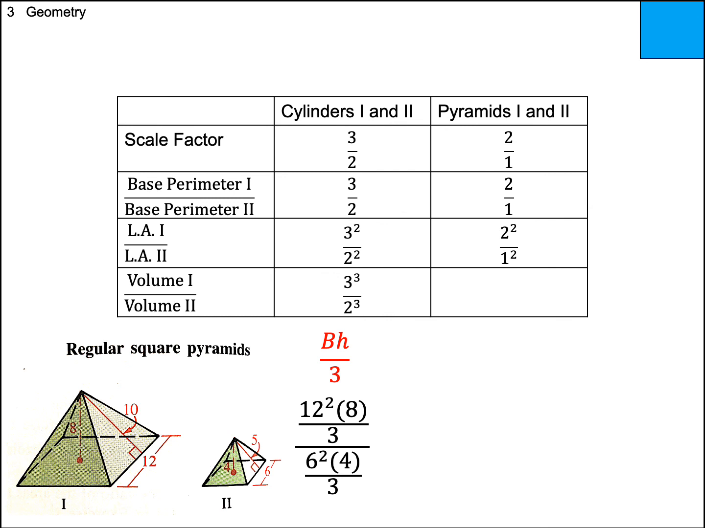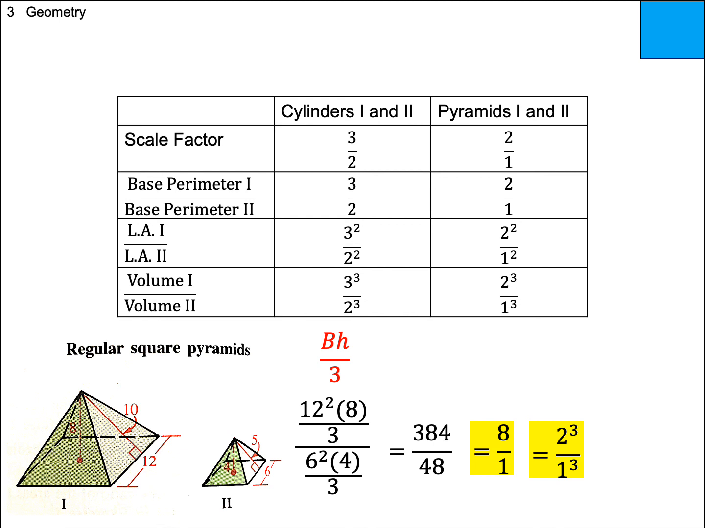Okay, well, we do that math. I'm going to jump to the answer here, but I'm sure you guys can handle this. 12 squared times 8 divided by 3 is 384. 6 squared times 4 divided by 3 is 48. After you do some reducing, check my work, that would reduce to 8 over 1. And 8 over 1 is 2 to the third. And 1 obviously is 1 to the third as well. So we got what we expected. Okay? Makes sense?